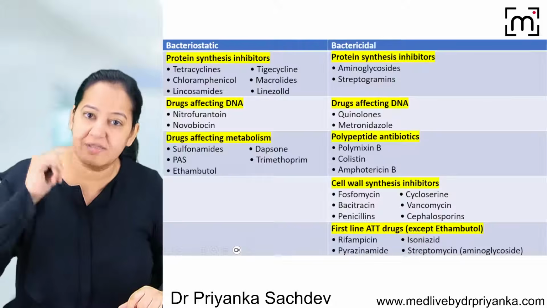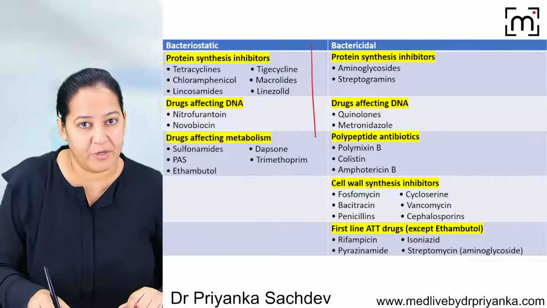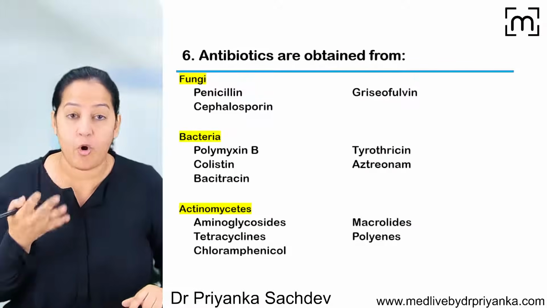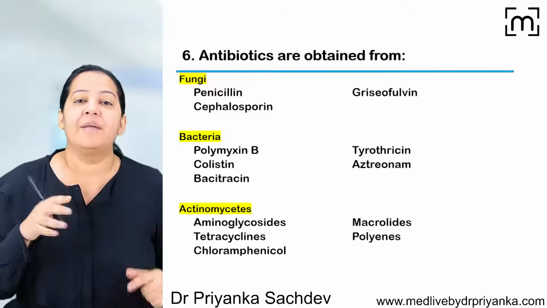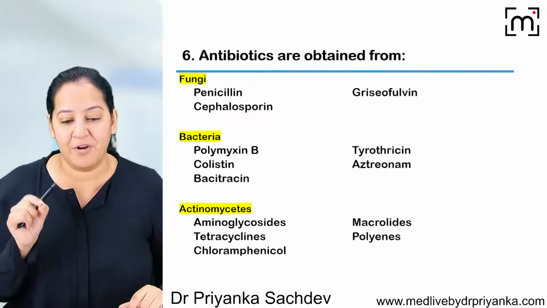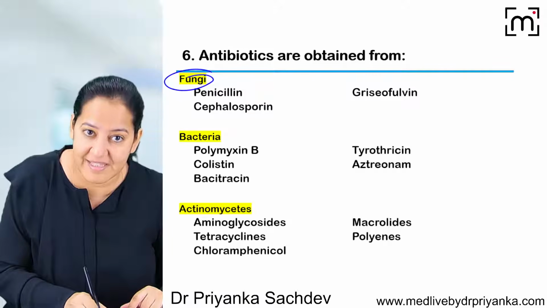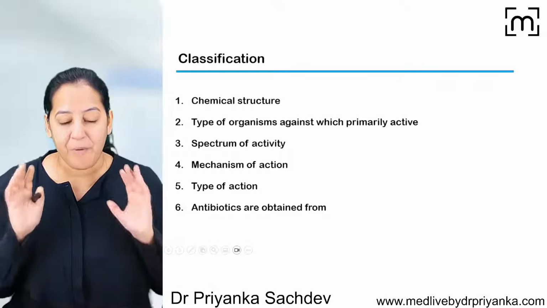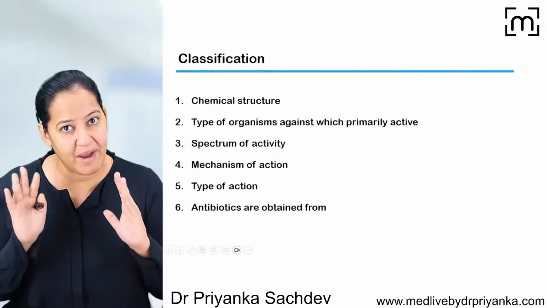So they can be bactericidal. They can be bacteriostatic. Some of them are bactericidal, some of them are bacteriostatic. And the last one: from where are we obtaining that particular antibiotic? We obtain the antibiotic by genetic engineering, either inside the fungus, or inside the bacteria, or inside the actinomycetes. So these are the broad 6 ways of classifying antimicrobials.